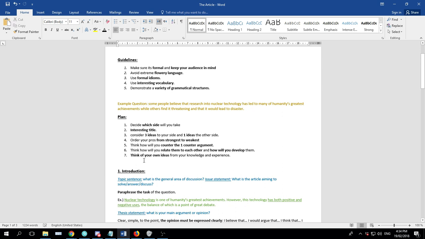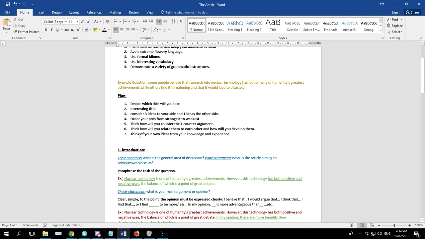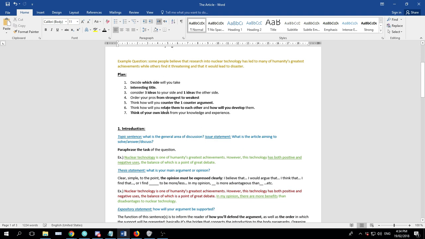Then bring an argument that you can't counter. Think of your own ideas. Don't take ideas from the bubbles that they have in the question. They really mark high for thinking of unique, original ideas.